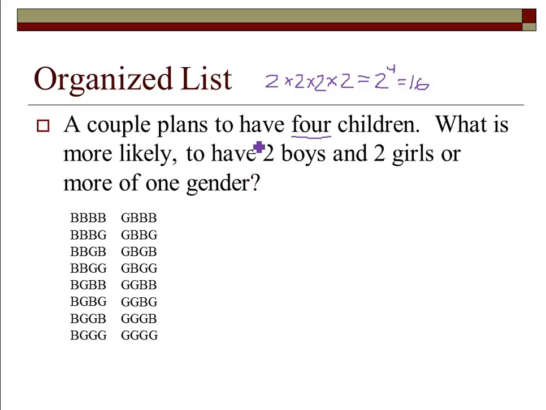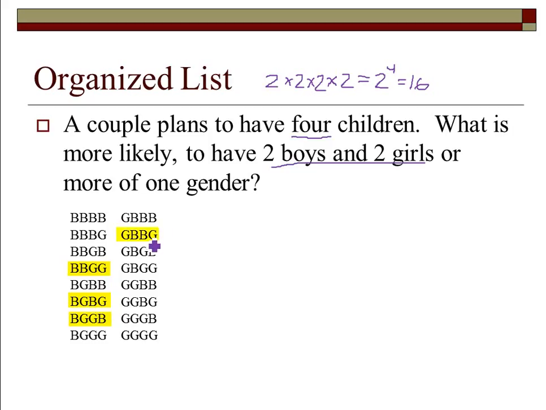All right. So now I'm going to answer my question. I want to know what's more likely, getting 2 boys and 2 girls, or more than one gender. So let's find where we have an equal number. Well, I have a boy, boy, girl, girl here. Boy, girl, boy, girl. So there's 2 boys, 2 girls. There's another one right here.